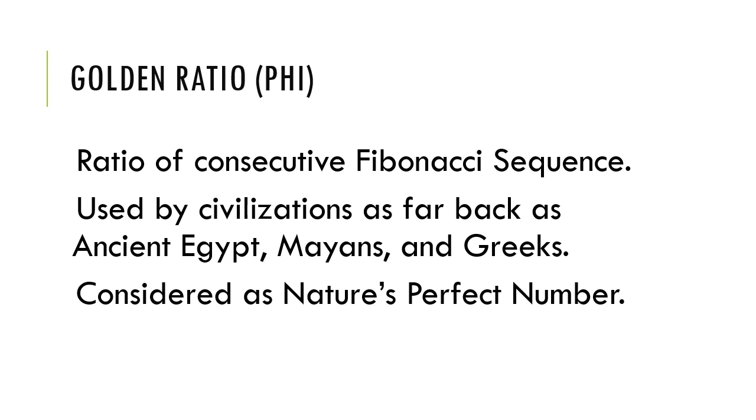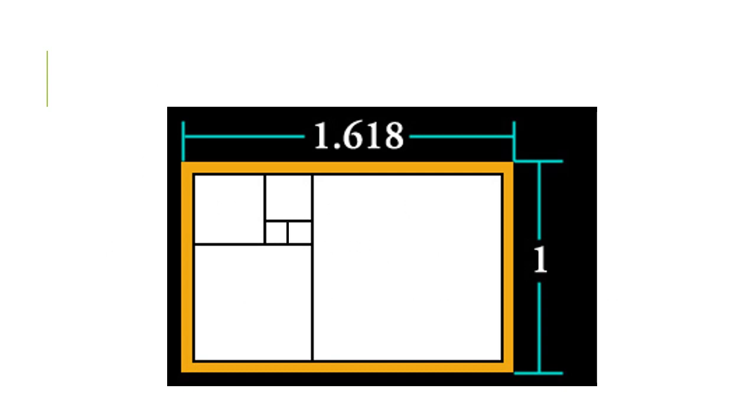Yun yung sinusunod nila. So, maybe due to structural integrity, hindi natin alam kung bakit. Pero siguro, ibinase nila yon sa mga nakikitang ratio sa nature. Kaya nila sinusunod yun. Ito yung illustration. So, kung meron kang width na ang measure ay 1, dapat yung length niya ay 1.618.